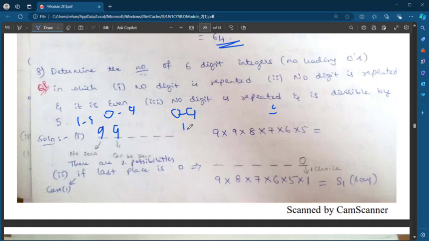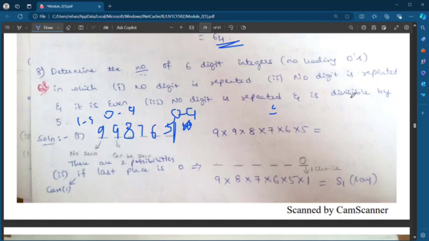So 0 to 9 is 10 digits. But I am using one digit here apart from 0, while here I am using 0. So obviously, from 0 to 9, if I am using any one number apart from 0, that will become 9. In the same way it will decrease: 8, 7, 6, 5. You just have to multiply these numbers: 9 into 9 into 8 into 7 into 6 into 5. Then you will get the answer properly.